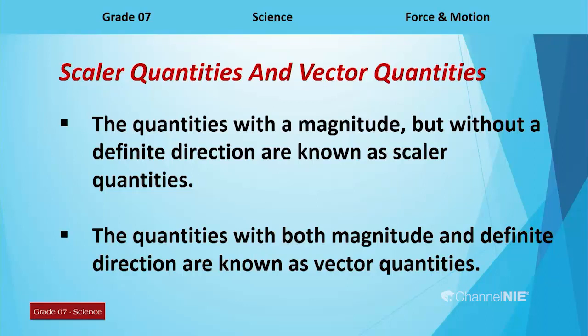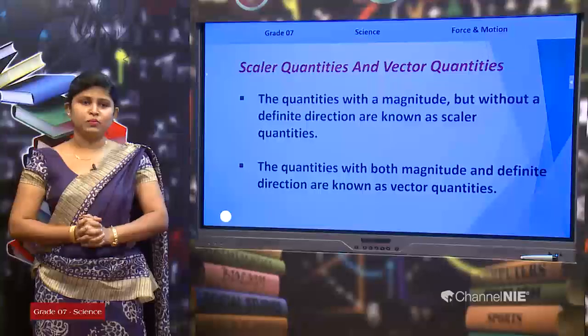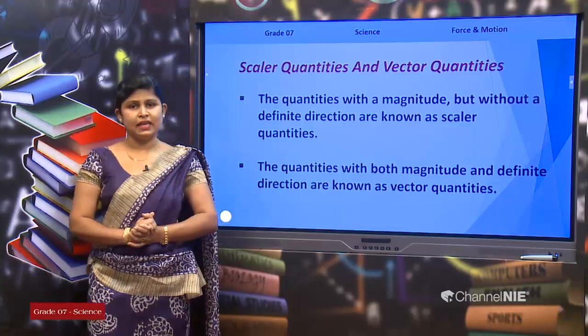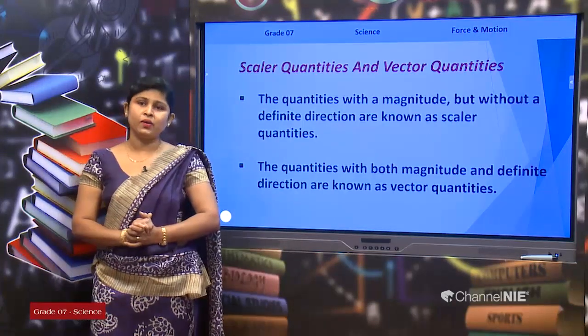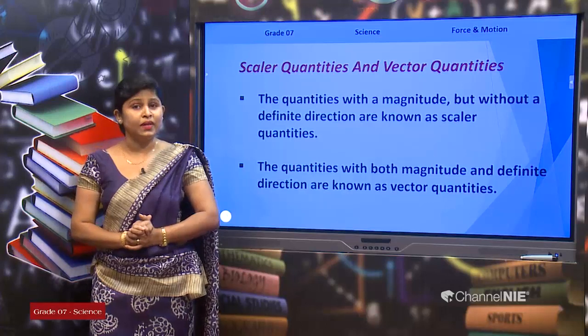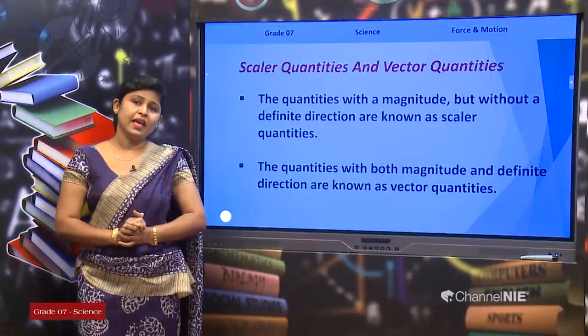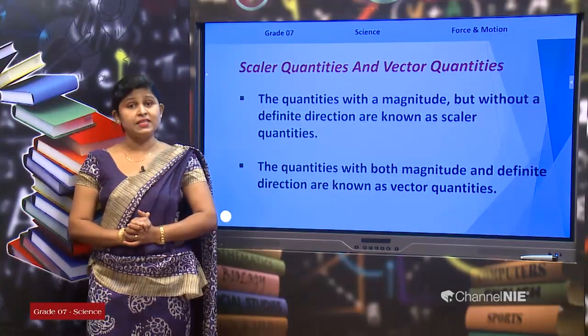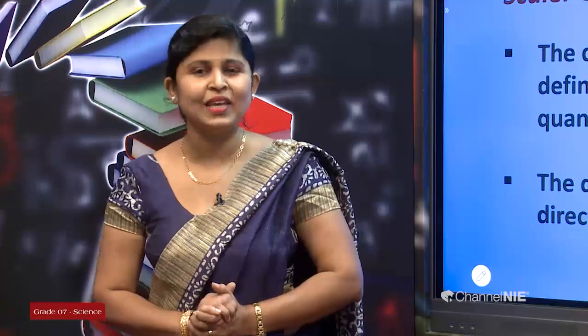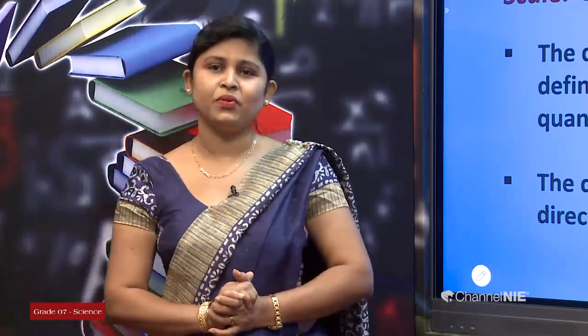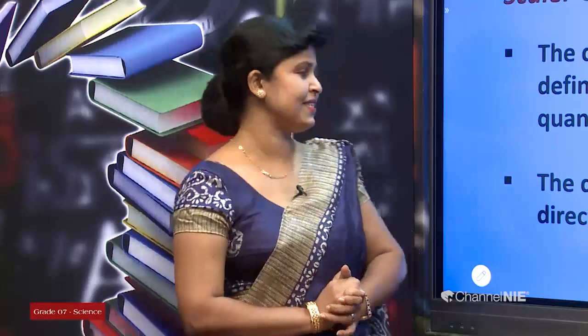I think you all can understand simple English. The quantities with both magnitude and definite direction are known as vector quantities. Right? The quantities can be divided into two major groups, vector quantities and scalar quantities. The scalar quantities have only a magnitude, they do not have a definite direction. But when we think about the vector quantities, they have a magnitude as well as a definite direction. That is very important. Let us see some examples for vector quantities and scalar quantities.